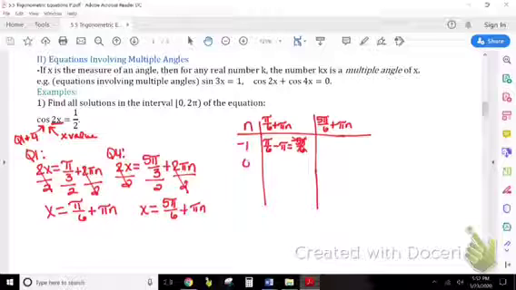Now, try 0. When you plug in 0, you get pi over 6 plus pi times 0, which is 0. We get pi over 6. That is between 0 and 2 pi, so that's definitely going to be an answer. Then plug in 1. So we get pi over 6 plus pi times 1, which is just pi, which is 7 pi over 6. That is also between 0 and 2 pi, so 7 pi over 6 is also a solution. And let's try 2.